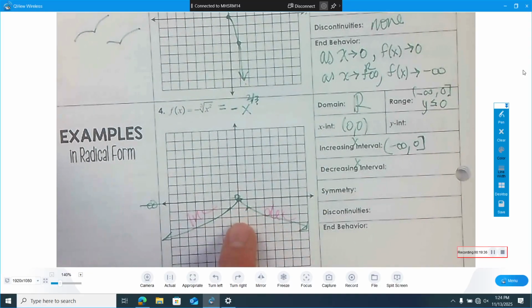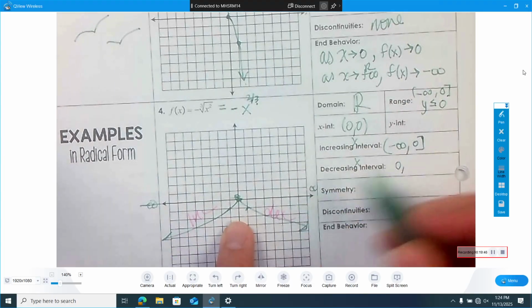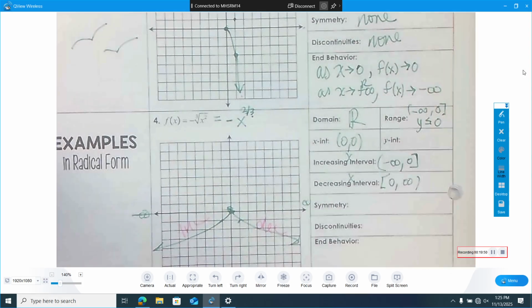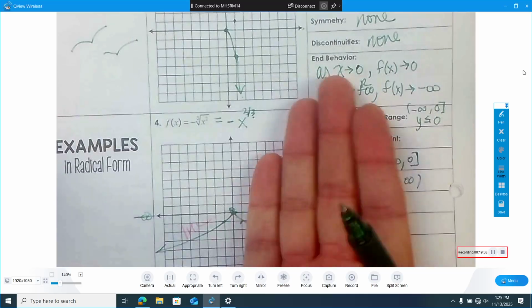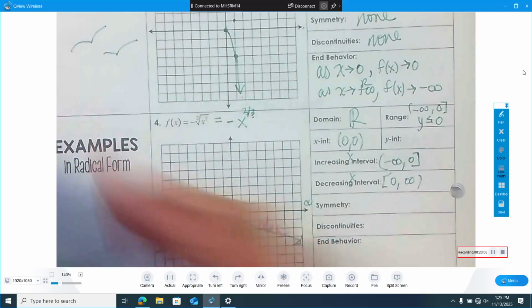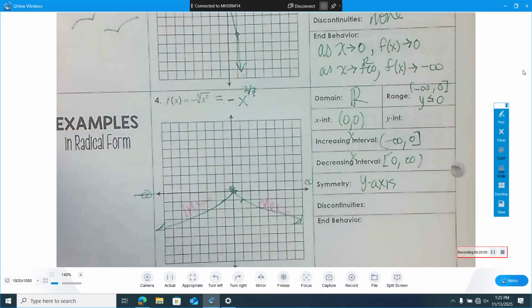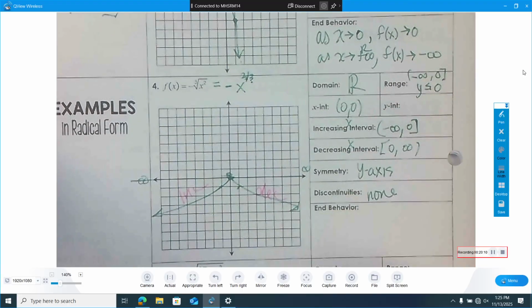And where are we decreasing? On the x-axis, according to the x's? Yeah, from 0 all the way to infinity, our graph is going downhill. So from 0 to infinity. Symmetry? Y-axis. Yeah, this is a flip from side to side here, reflecting over the y-axis. So symmetry with respect to the y-axis. Any discontinuities? None. And the end behavior.